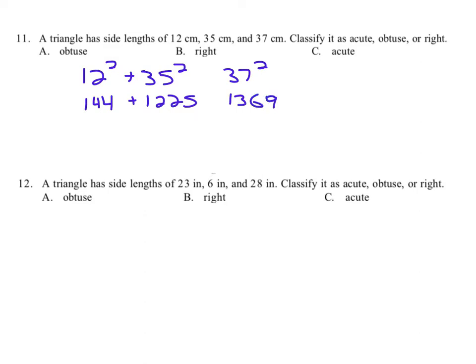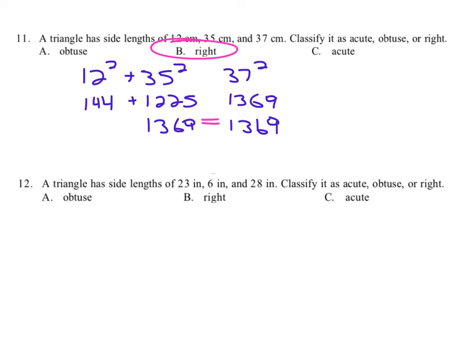And if we add them together, we get 144 plus 1,225, 1,369. They are equal. And hopefully you know this, that when they are equal, we have a right triangle. Okay?